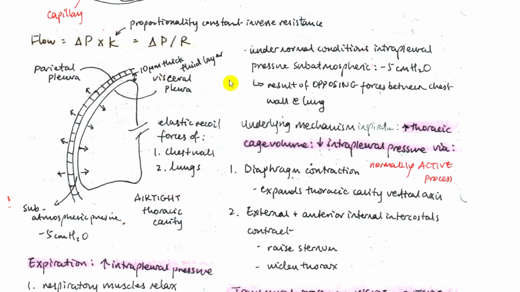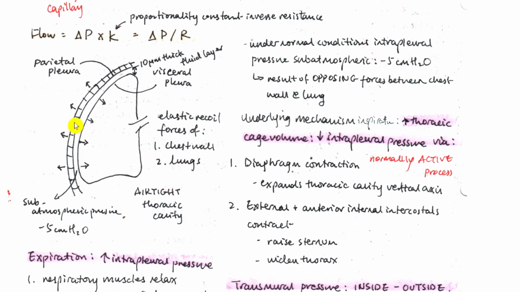There's a 10 micrometer thick fluid layer between those two pleura, and the intrapleural pressure is negative, so about 5 centimeters of water. This is subatmospheric pressure, so it's negative compared to the atmosphere, which is about 760 millimeters of mercury. And so whenever we're talking about pressure, if the pressure is negative with respect to the atmospheric pressure, then it's basically like sucking, so it's like a vacuum, it sucks something. And if it's positive, then it's pushing. So hopefully that's quite intuitive for you. That's just the way that I like to think about it.